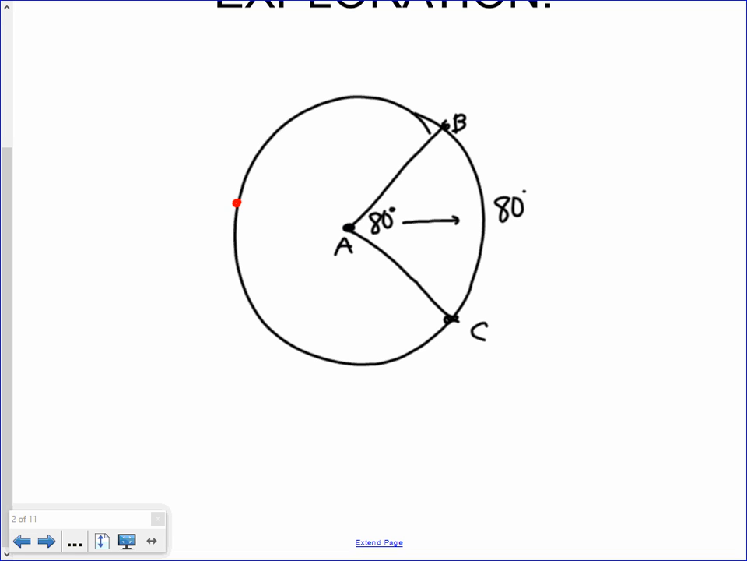So if I add another point here and call it D, and then draw in a new angle, what's the difference between this angle, the black one, and the red angle? What's the difference between the black angle and the red angle? Bryn? The red angle goes all the way to the other side of the circle. Right. The vertex is no longer in the center, it's on the circle.